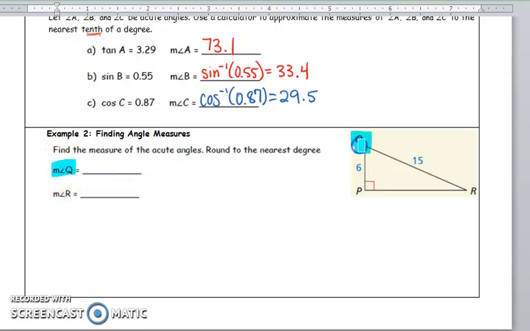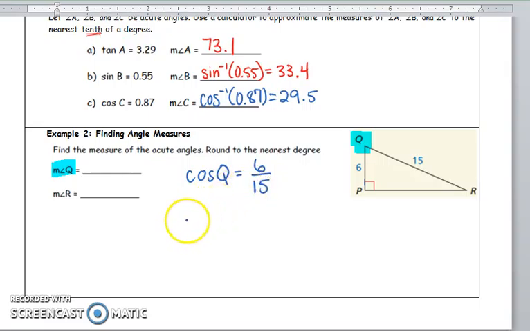So angle Q is up here, and the only two sides that were given are the adjacent and the hypotenuse. Yes, we could technically figure out what this opposite side is, but let's save ourselves some work and just use what we're given. So we know that the trig function that relates adjacent to hypotenuse is going to be the cosine. So I know that I can write here that the cosine of angle Q will equal adjacent over hypotenuse, which is 6 over 15.